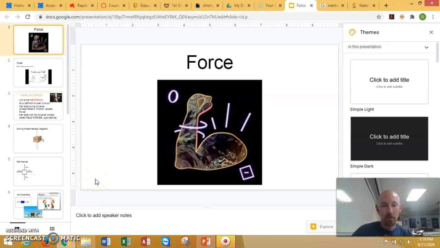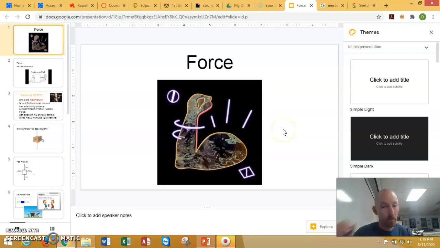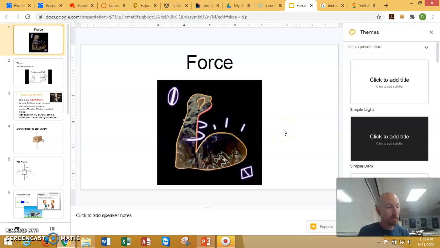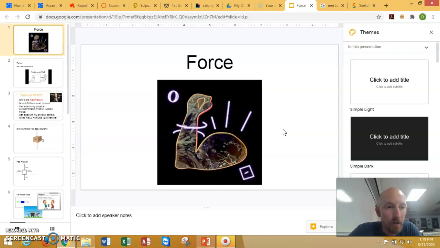All right, we're going to talk about forces. Look how cute this is. Yeah, we're going to talk about forces just a little bit. We're going to hit forces a smidge now, and then we're going to get back to forces again a little later on in the semester.